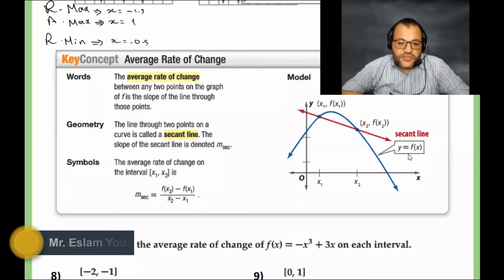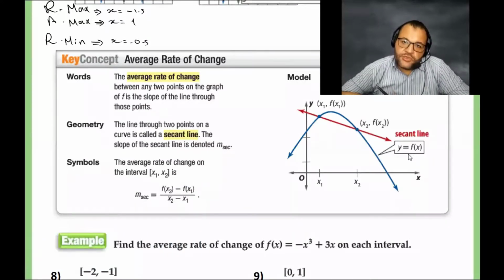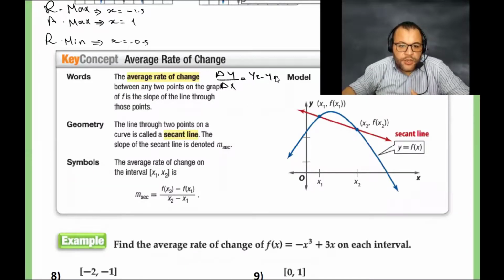You remember the rate of change? What is the meaning of the rate of change that you know? Rise over run. The rate of change is defined by the change of y over the change of x, which can be written as y2 minus y1 over x2 minus x1.